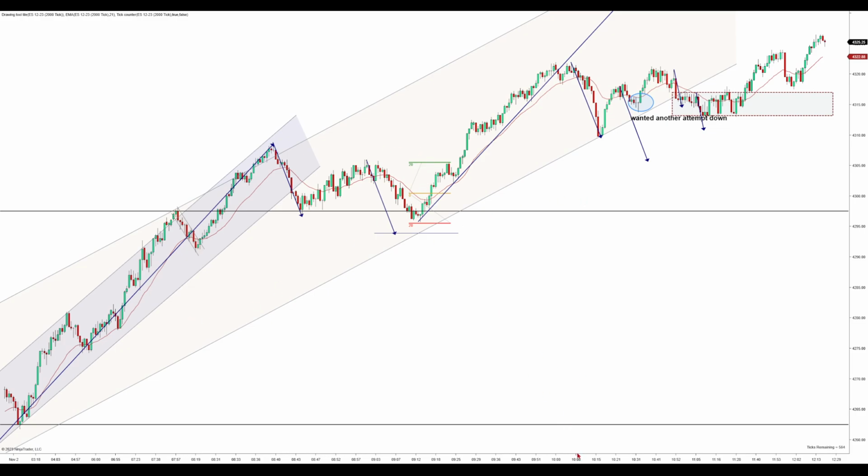But if you trade bigger picture, you're not going to get as many trades anyway, but you're going to have larger trades. I mean, this is a 5-point trade.